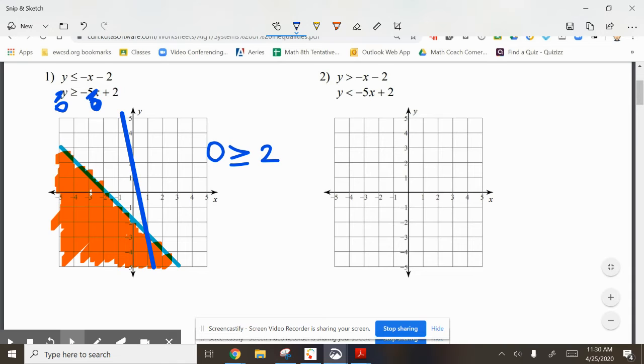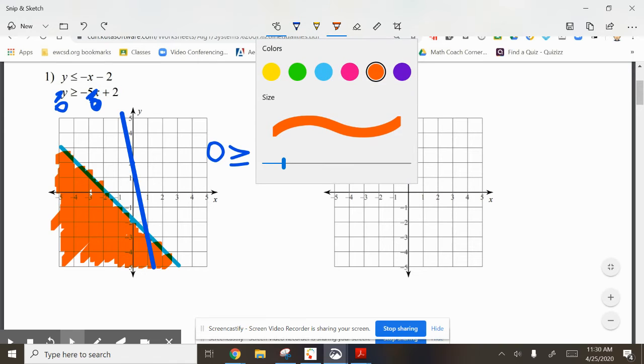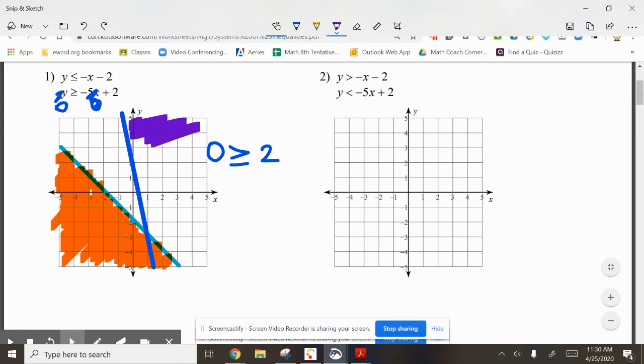So are you going to shade over the origin? Where is the origin? Right here. Am I going to shade over the origin? No, I am not shading the origin. So I'm shading opposite the side of the origin. So really, if I was shading this, it would be all of this side here.